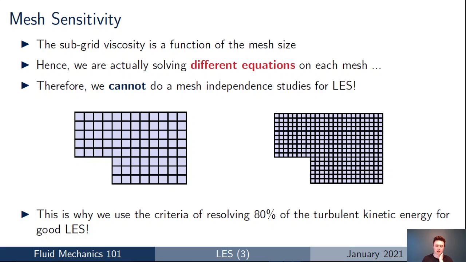And this leads to a very interesting conclusion, which is you can't do a realistic mesh independent study for LES, because when you refine the mesh in an LES calculation, the subgrid viscosity that you need to break down those smallest eddies reduces. So the equations change each time you change the mesh. And this is the practical reason why we use a different criterion for LES, where we say that a good LES calculation is one that resolves 80% of the turbulent kinetic energy. We don't do a mesh independent study with LES. And this is really the reason why: each time we refine the mesh, we're solving a different set of equations.